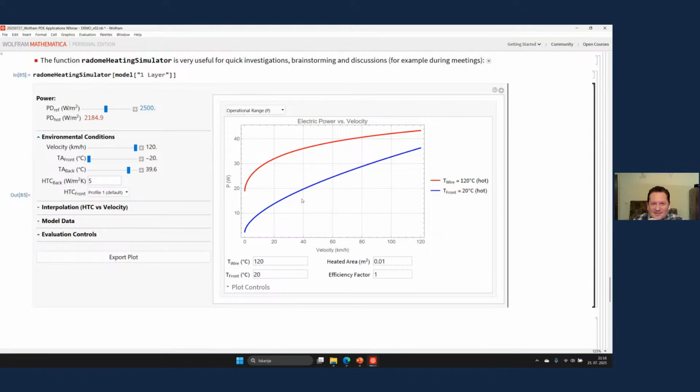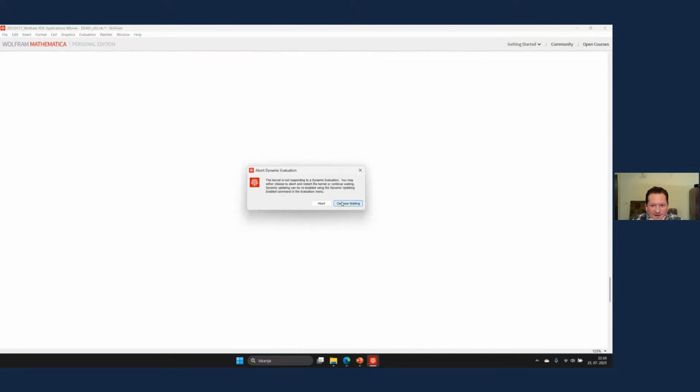So we just say, okay, please calculate for me at different velocities how much power we are allowed to put into the system, what is the power that we must provide to the system so that the front surface is at the desired temperature, and you get curves that are easy to understand and also to discuss with the colleagues in your teams.